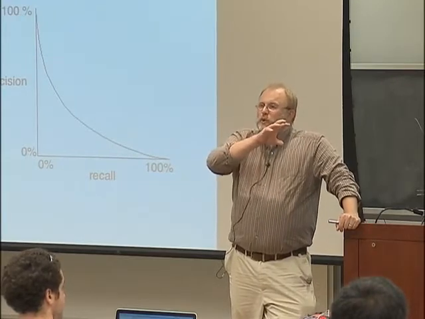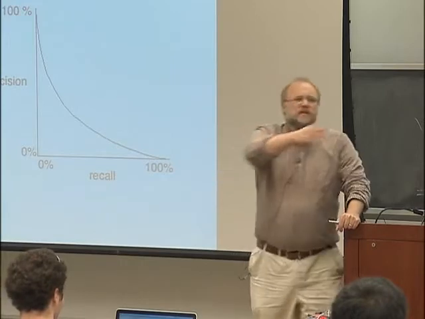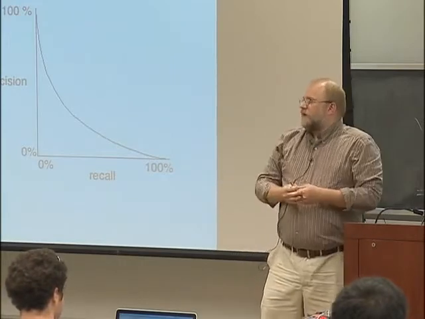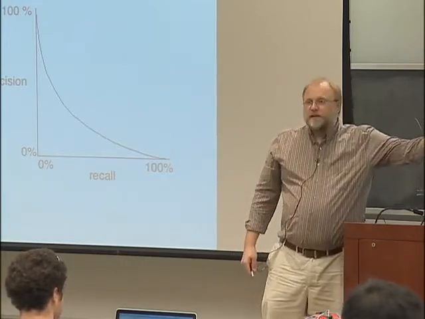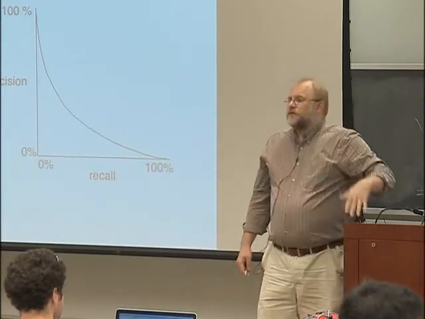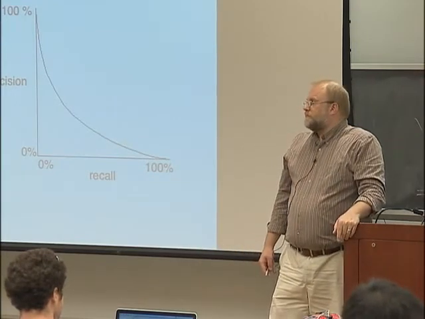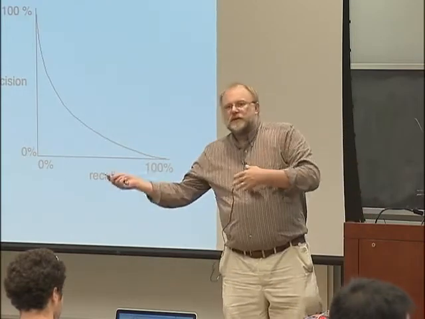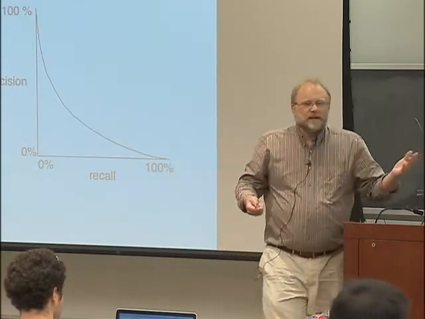Also, from that set, you will have gotten a certain percentage of the total ones that are relevant. There may still be some in the collection that you didn't get. The percentage of all the relevant documents that you got is called the recall. Okay? So we have these two measures, precision and recall.